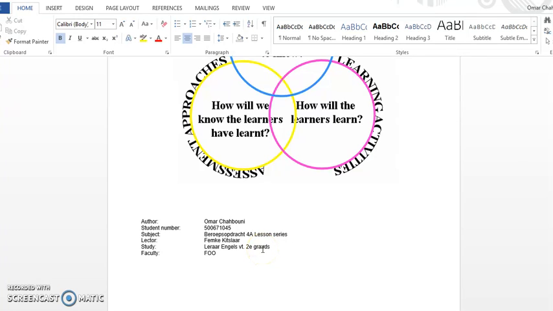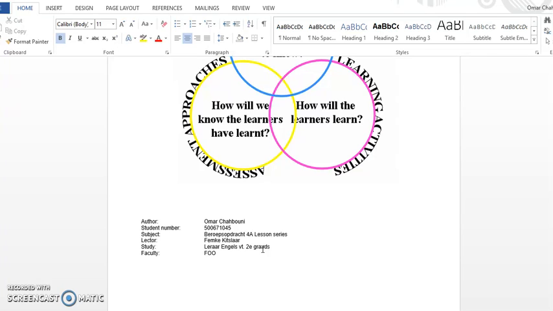Okay, welcome to my presentation of beroepsopdracht 4A. The aim of this subject was to establish constructive alignment between three lessons and to use the task-based learning approach instead of the standard PPP module, which stands for present, practice and production approach.